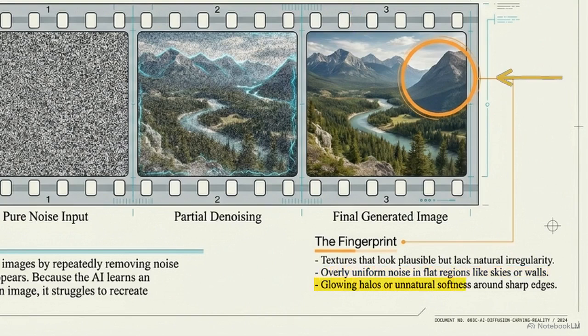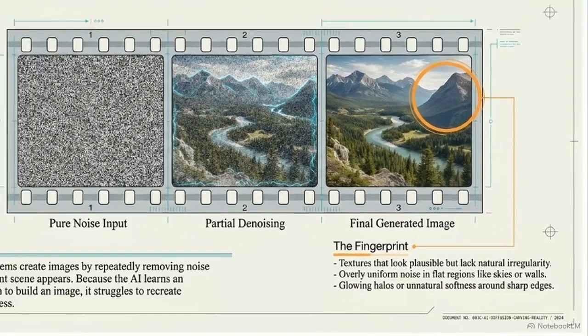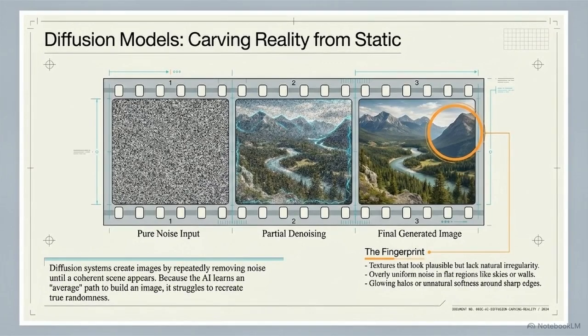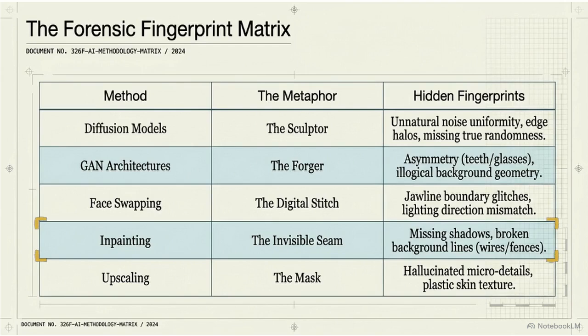Secondary signatures of diffusion include glowing halos or unnatural softness around sharp, high-contrast edges. Diffusion models consistently reveal their mathematical origins through this lack of natural physical irregularity. We now move to in-painting to identify the signatures of localized image alteration.